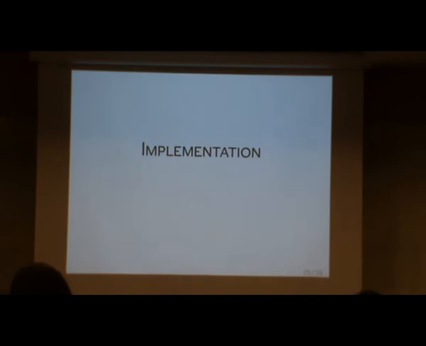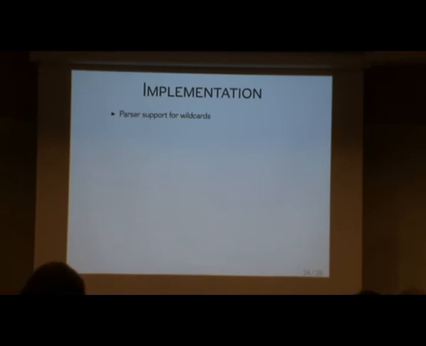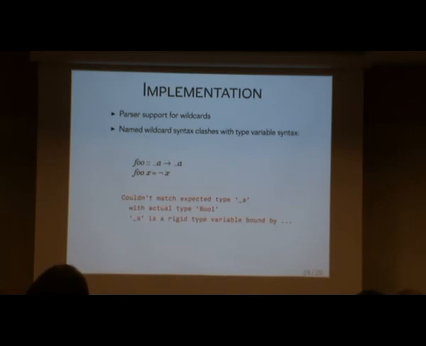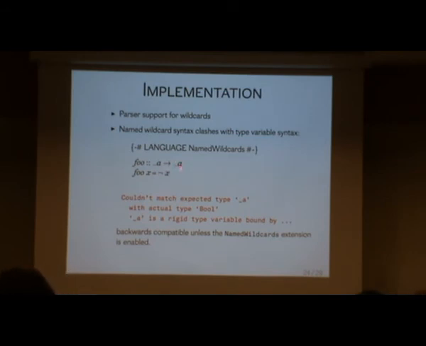Okay, I'll give you some insights into the implementation. So we have partial support for wildcards, and the first hurdle we encountered was that the named wildcard syntax we thought of was clashing with type variables. So currently in GHC and Haskell 2010, this is parsed as a type variable. And this program won't work as we want X to be a Bool. So we get this error. And our idea was to just add an extra extension, named wildcards, to remain backwards compatible. So maybe there's another solution, maybe use some other syntax, but this was the most intuitive form.